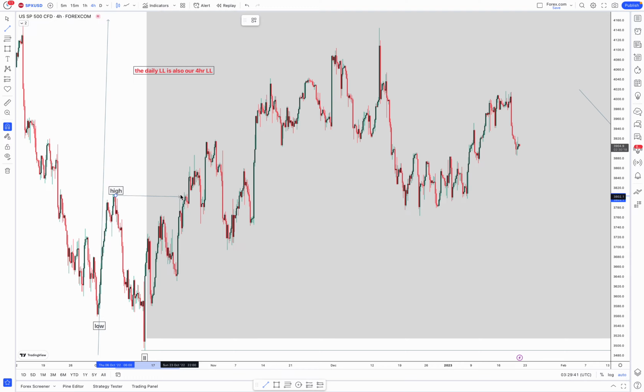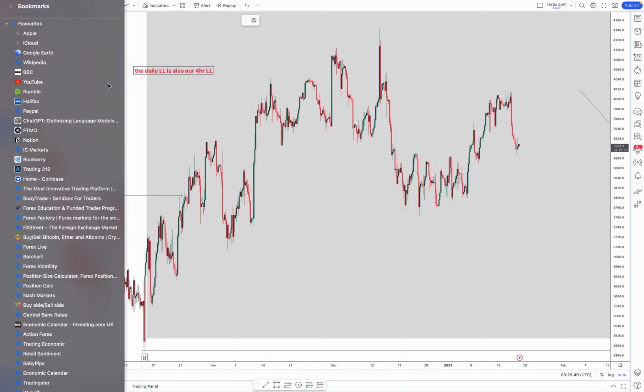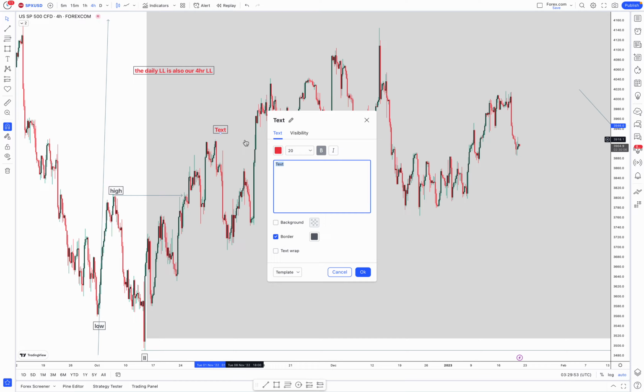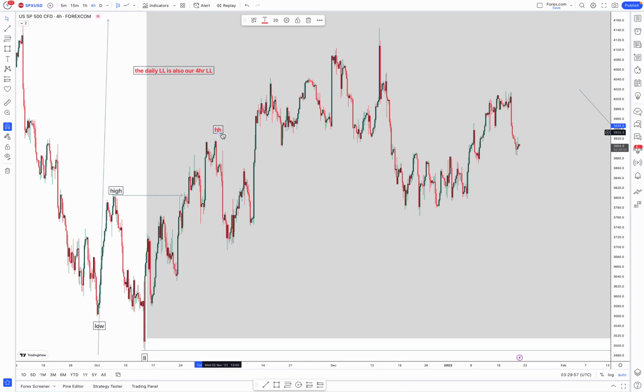So this high got taken. The market went above this, creating a level of higher high on the 4 hours. Always remember that. So the reds are the structural 4-hour points. The red font. All right.